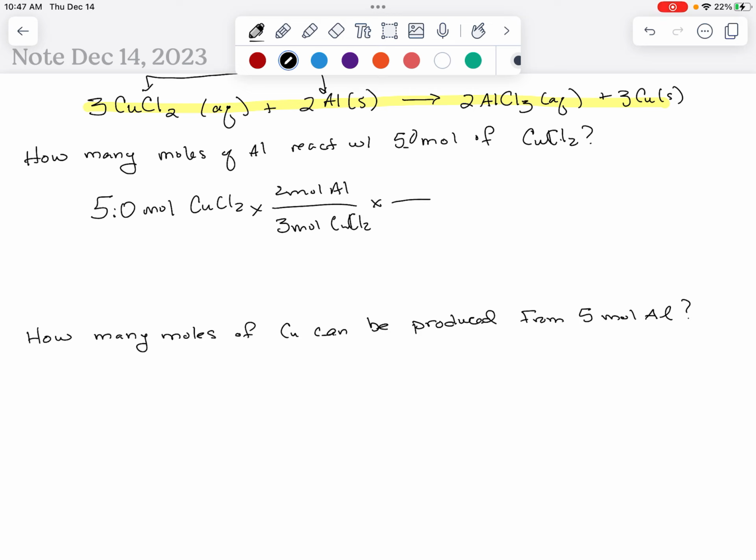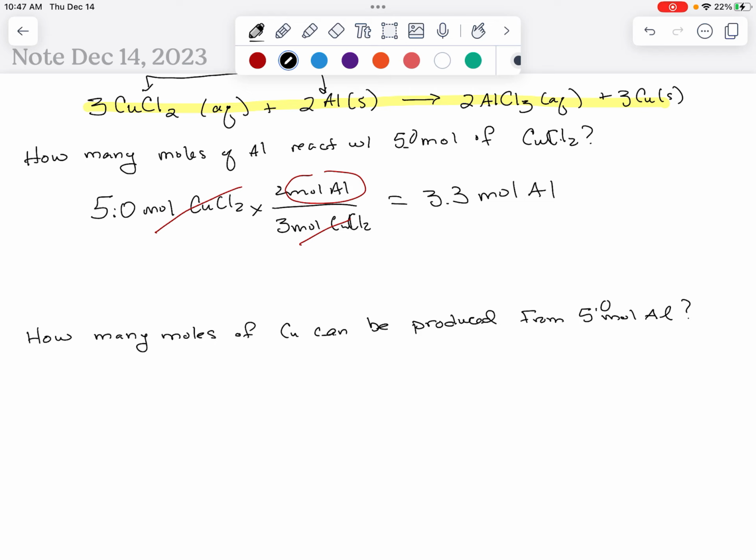And so 5 times 2 is 10, divided by 3 is 3.3 moles of aluminum react with 5 moles of copper(II) chloride. And notice that the moles of copper chloride cancel, and what you're left with is the moles of aluminum. Okay, how many moles of copper can be produced from 5.0 moles of aluminum?